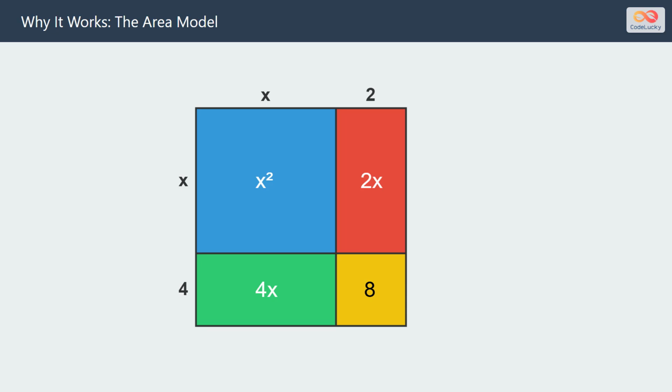If you are a visual learner, you can think of this as finding the area of a rectangle. Here, the length is split into x and 2, and the width is split into x and 4. The total area is the sum of these 4 smaller boxes: x squared, 2x, 4x, and 8. This proves why we have to multiply every piece.